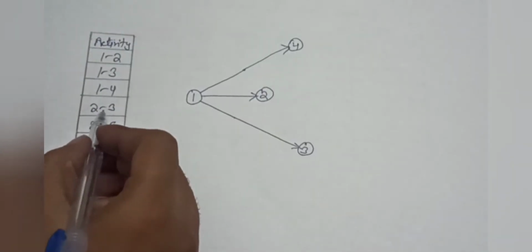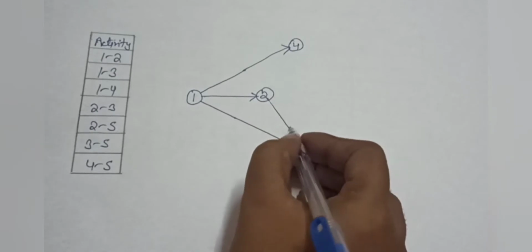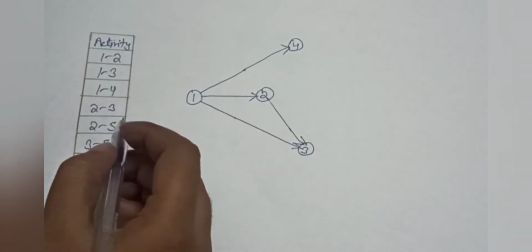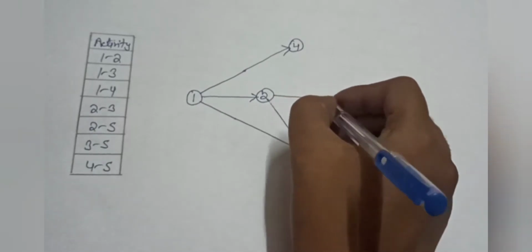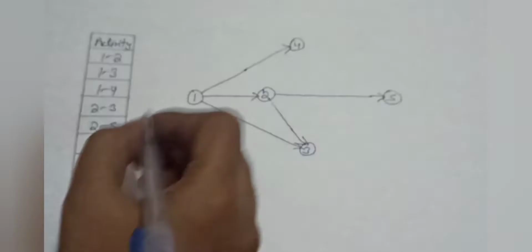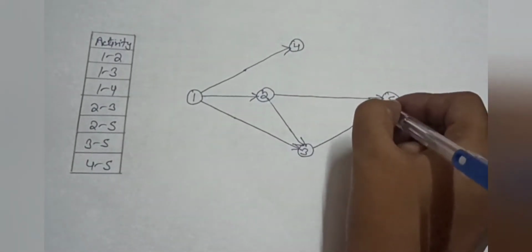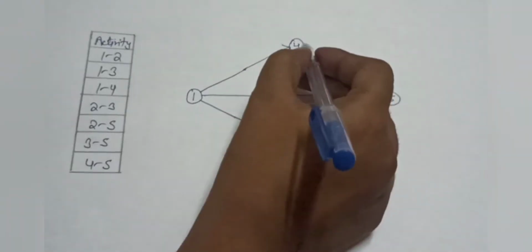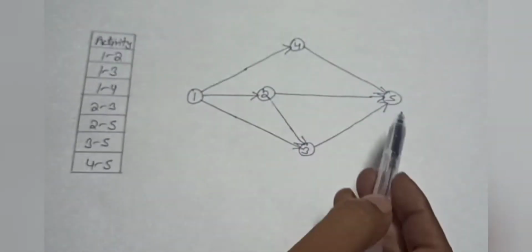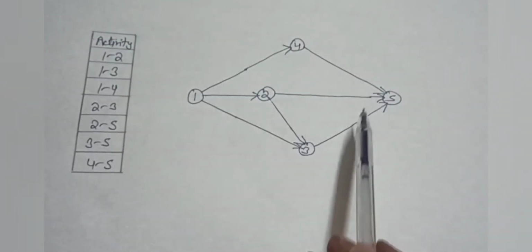After that we have activity 2 to 3. So we will draw like this, 2 to 3. Then 2 to 5. After that the activity 3 to 5. So we will draw the line like this, 3 to 5. Last activity is 4 to 5. So we will draw the line like this. So you can see, students, this is our arrow diagram.